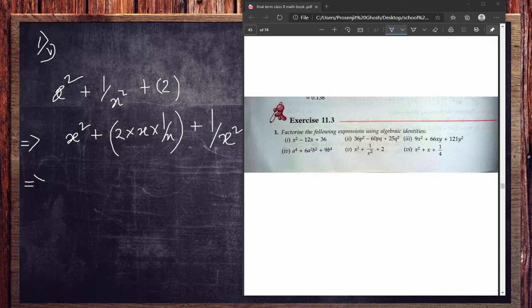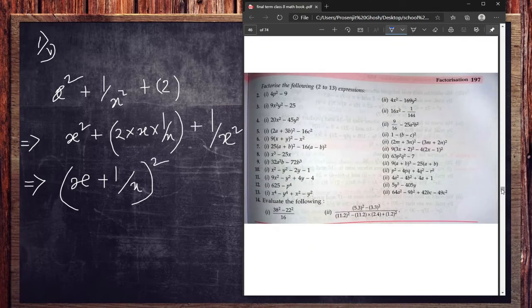So if you notice one thing, you got the total identity over here, that is a square plus 2ab plus b square. So instead of that, you can write (x + 1/x) whole square. So factorization is completed. I hope the idea is clear to you right now. Let's move to the next part of this chapter.